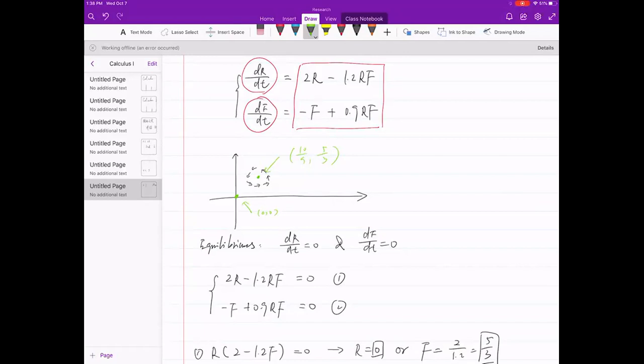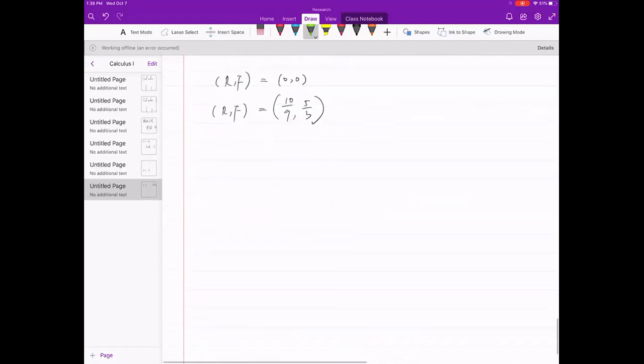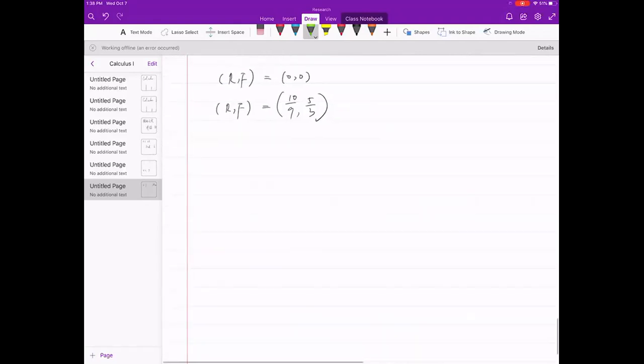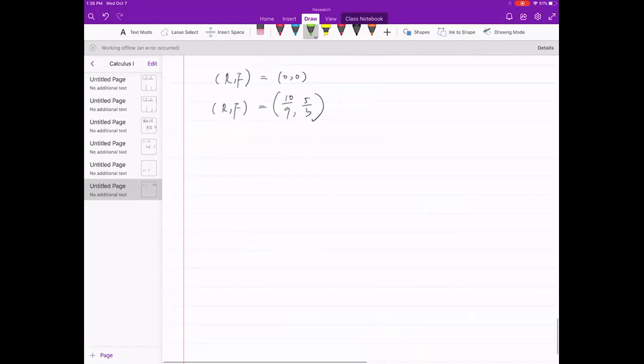Sounds good? Cool, that's all we got. Now, let me just write down the summary of this section. We used an example, of course. Now we want to write down the general thing.